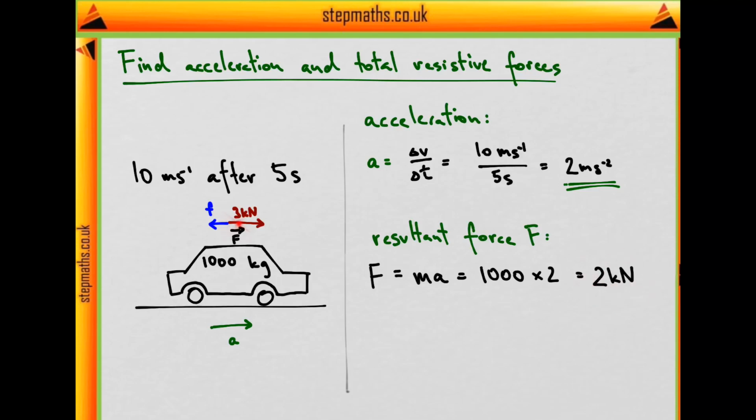So we have 3 kilonewtons pointing in one way, and we also know that the resultant force is 2 kilonewtons in that direction. And they ask us about the resistive forces, the blue arrow. So that, of course, if F is 2 kilonewtons, the red force is 3 kilonewtons, then this must be 1 kilonewton. So the resistive forces amount to 1 kilonewton, and the combination of results, 2 meters per second squared and 1 kilonewton, in the exam was option A.